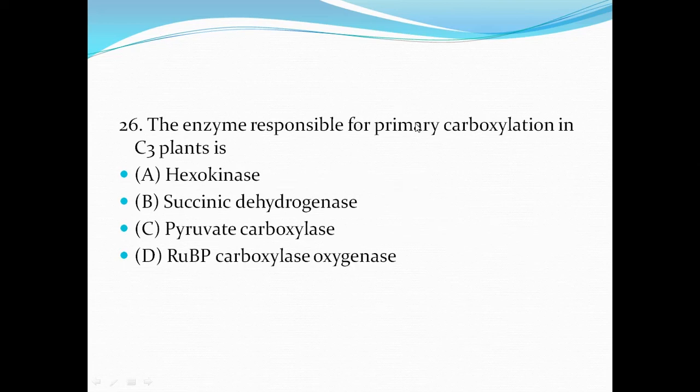The enzyme responsible for primary carboxylation in C3 plants is... So primary carboxylation here means RuBP, that is ribulose bisphosphate, combines with carbon dioxide in the presence of Rubisco enzyme, that is carboxylation. So the enzyme responsible for carboxylation in C3 plants is RuBP carboxylase oxygenase, that is Rubisco enzyme.